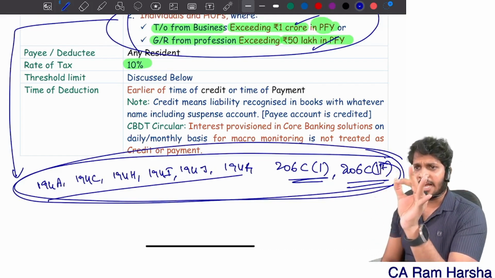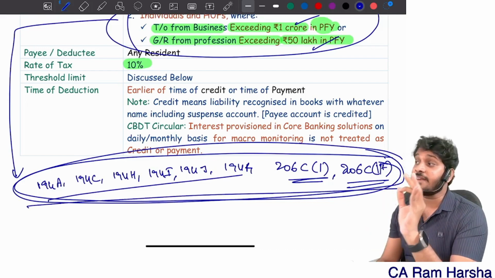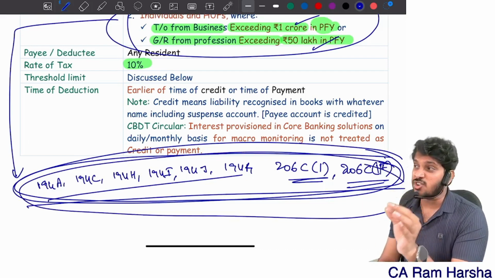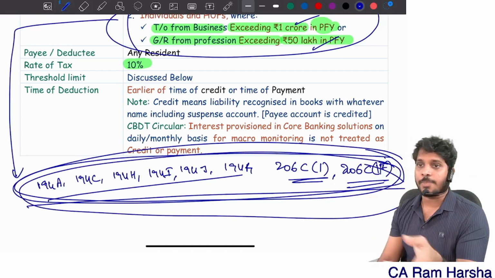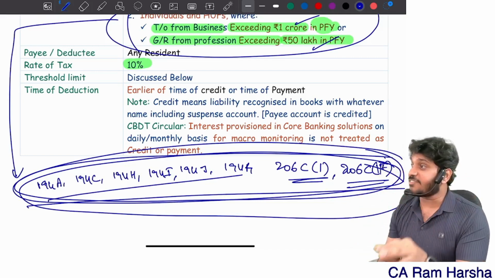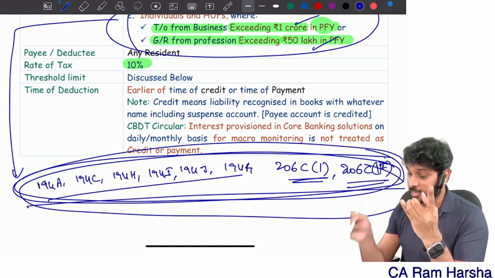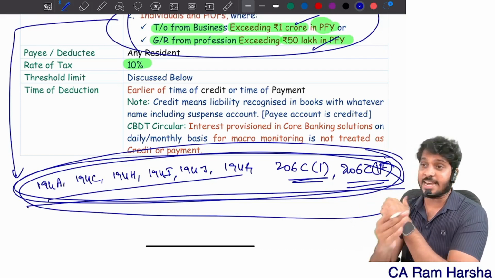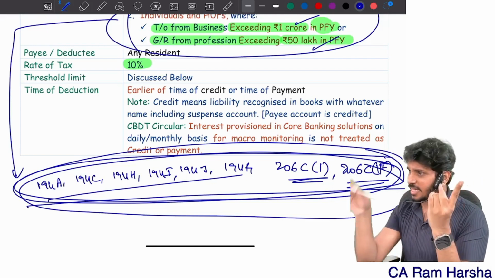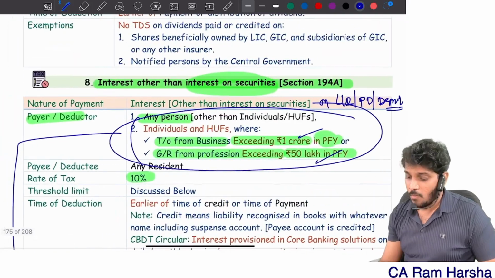Which payers? Any person, whoever is paying these 8 types of payments, for them only TDS will apply. For individuals and HUFs, these 8 sections will apply only if business turnover is exceeding 1 crore in the last year, or in case of profession, gross receipts are exceeding 50 lakh in the last year. Many students here misinterpret. They think that if they are having audit in the last year, this section is applicable. No, it's not audit. They never use the word audit. Turnover more than 1 crore, this section applies. Turnover more than 50 lakh, this section applies. Whether they are going for audit or not doesn't matter. Yes or no?